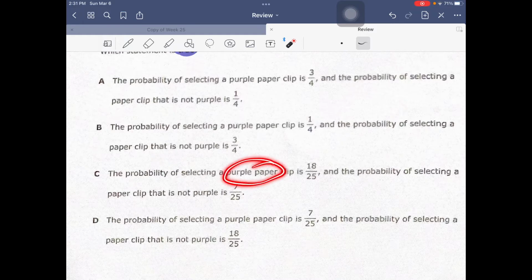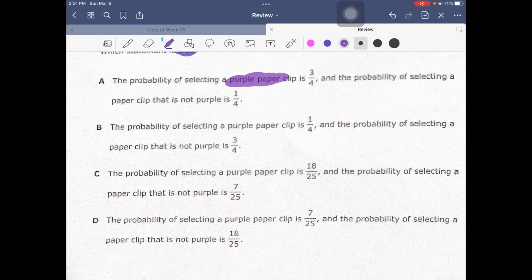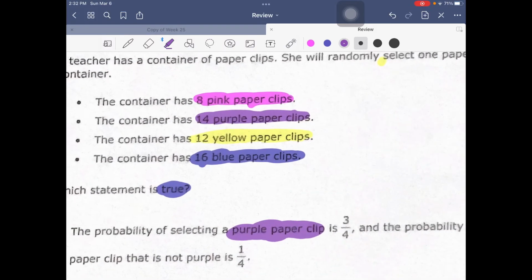Probability of selecting a purple paperclip is 18/25. The probability of selecting a paperclip that is not purple, 7/25. Now the probability of selecting a purple paperclip is 7/25. The probability of selecting a paperclip that is not purple, 18/25. Okay, I'm seeing a connection. In each one, there's what? Purple paperclip. They want us to focus on purple paperclip. So let's focus on it. Vamos a enfocarnos en ese nada más. It's the only thing we're going to focus on.